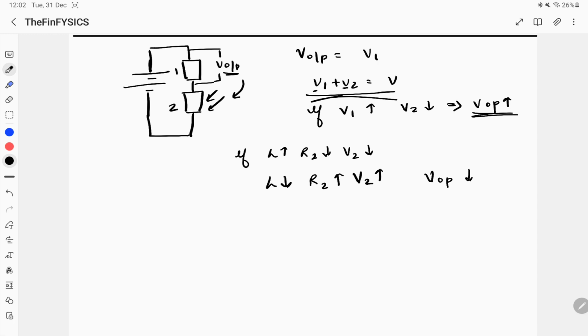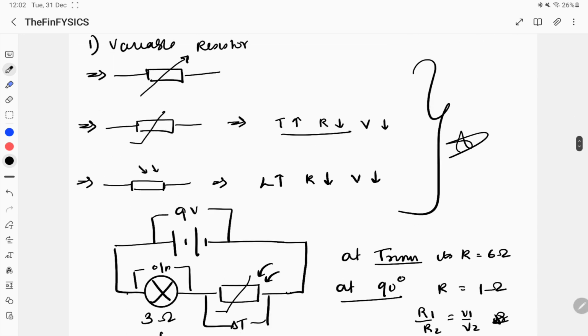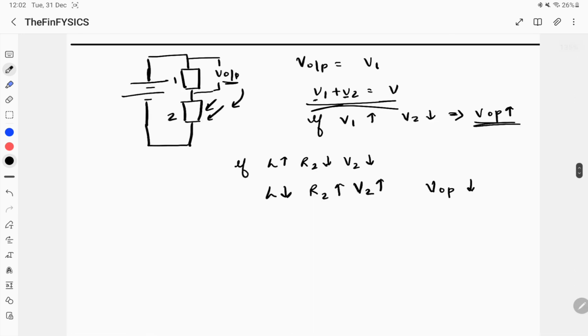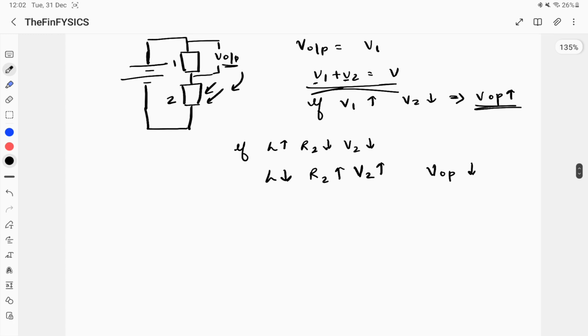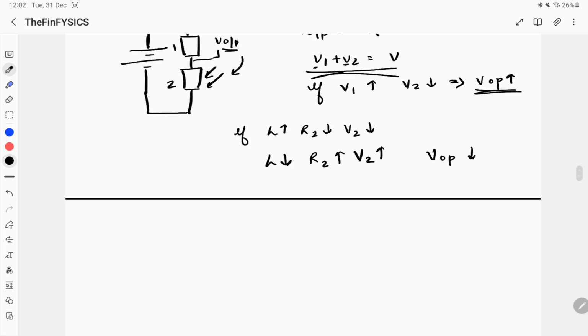So your output voltage has to be less. Are you all getting this? Okay, so you will have to play with these relations first, and second where they are connected, and where the output voltage is needed. Okay, so that part becomes very important.